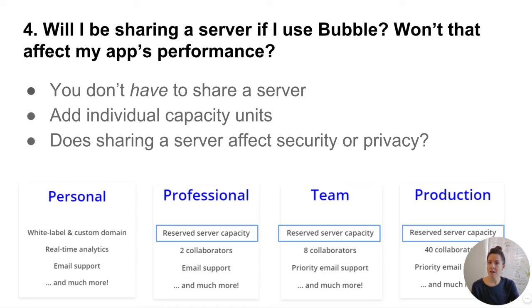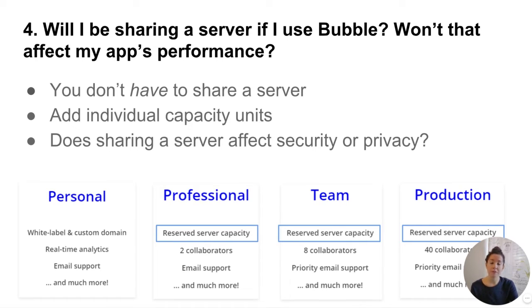The first is to upgrade your Bubble plan to a dedicated one, where you get your own personal server. This option is more expensive, so it might not be the right fit for you, at least in the beginning, but it is available. The second is to buy individual capacity units. Bubble allows you to add extra units of capacity to your application. So if you do need an extra boost, you don't necessarily have to upgrade to a higher plan. You can simply buy the amount of extra capacity that your app needs.